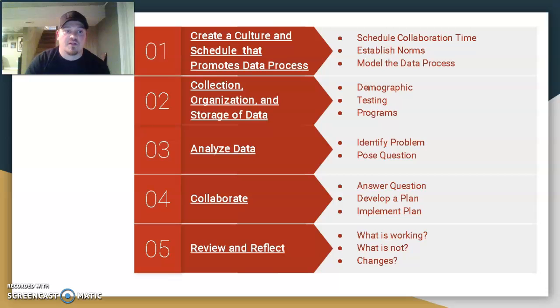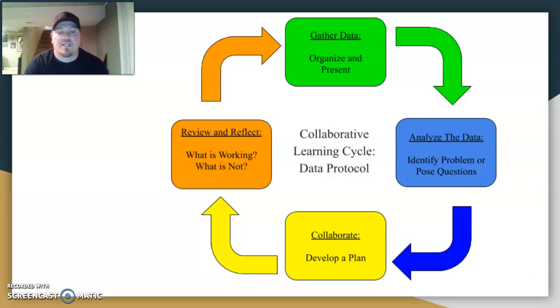The fourth would be to collaborate and talk about these problems, brainstorm, develop a plan, and how we're going to implement that plan. And the last would be to review and reflect on what's working, what's not working, and what we need to change. So the second part is just my graphic organizer that kind of simplifies the steps for once people are in their groups.